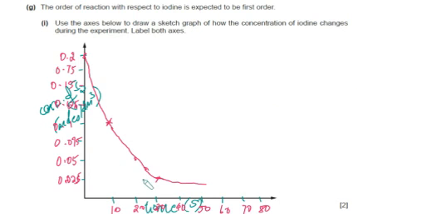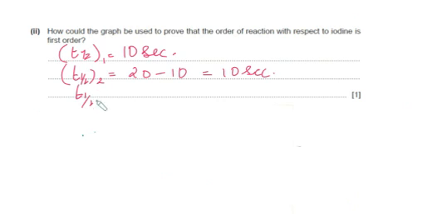For the third half-life, it would be the time taken for 0.05 to become half of it. This is also 10 seconds. It's 30 minus 20. For the third half-life, it would be 30 minus 20. This is also 10 seconds.